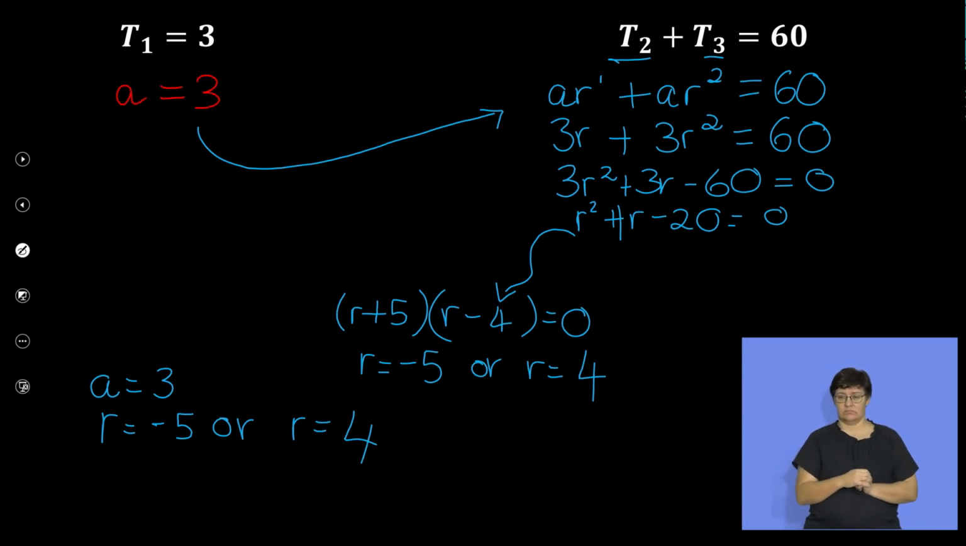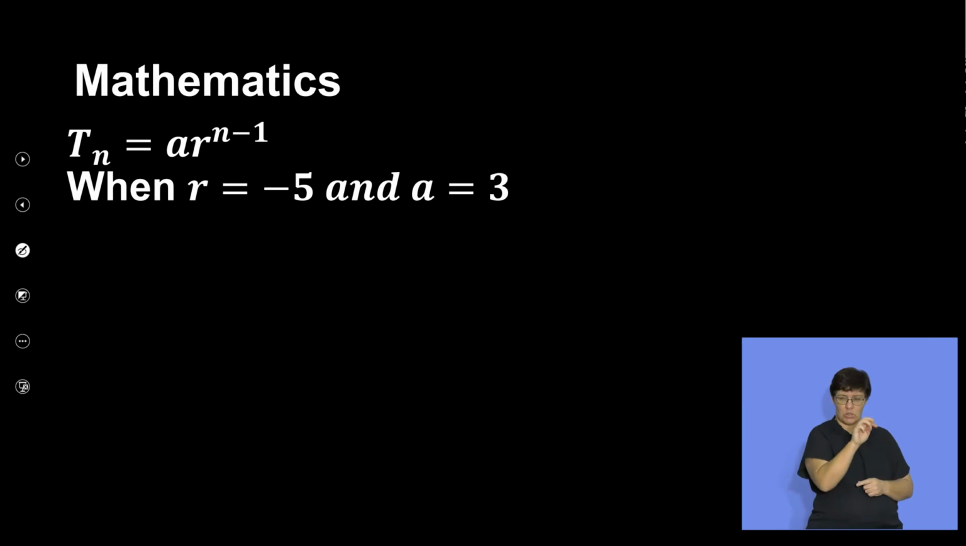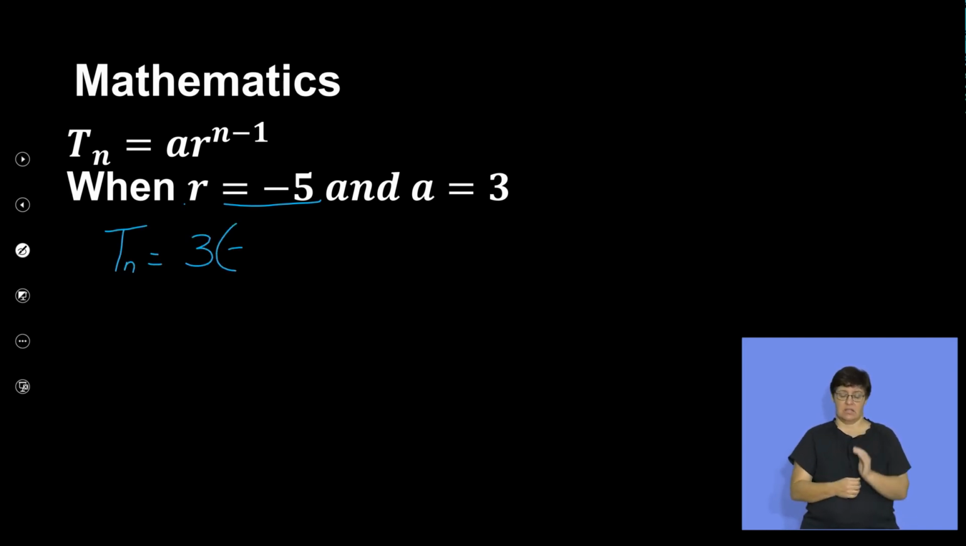Now we're going to actually answer the question. So just a reminder, I need the first 3 terms and I need the nth term. So when R is negative 5, we're going to have Tn is equal to 3 times negative 5 to the power of n minus 1. So that is my nth term for the pattern.